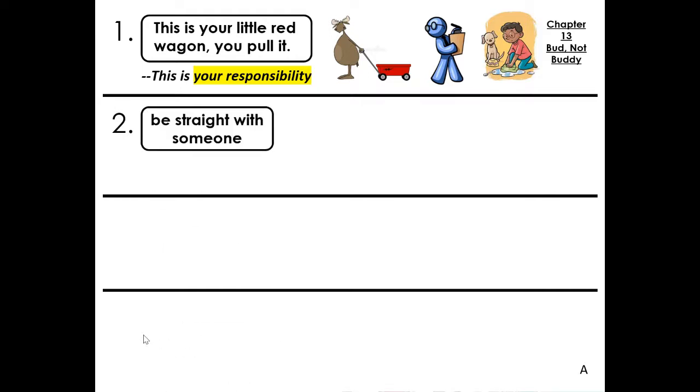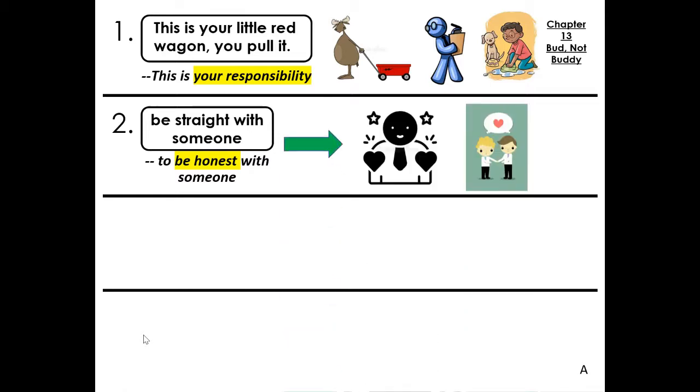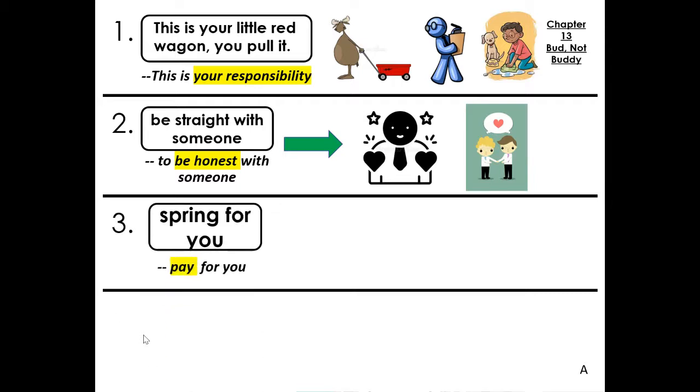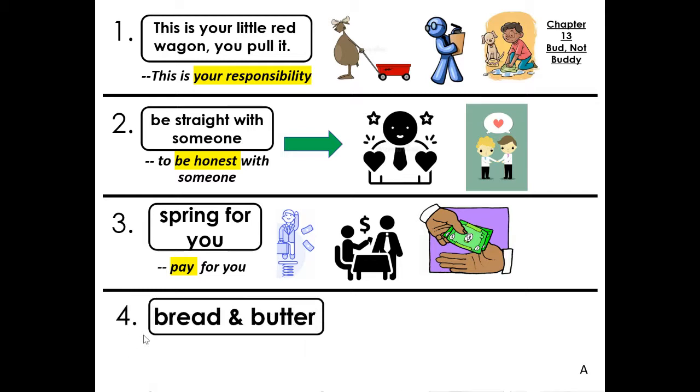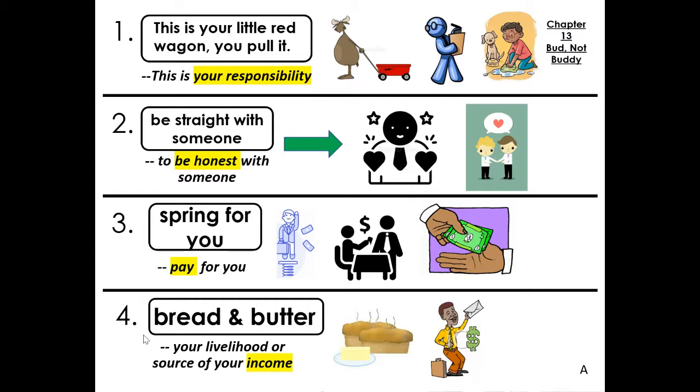Number 2, be straight with someone. Again, that's another phrase, to be honest with someone. To be straight with someone means to be honest. Number 3, spring for you. That means pay for you. So Mr. Jimmy was going to spring for Bud's dinner. And number 4, bread and butter, your livelihood or source of income.